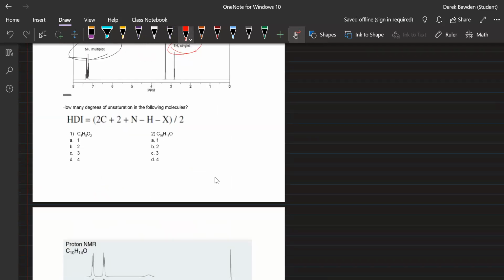How many degrees of unsaturation in the following molecules?